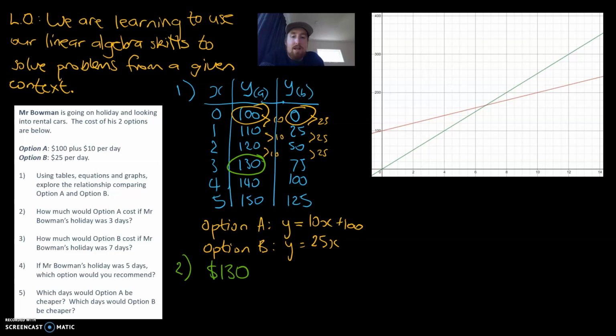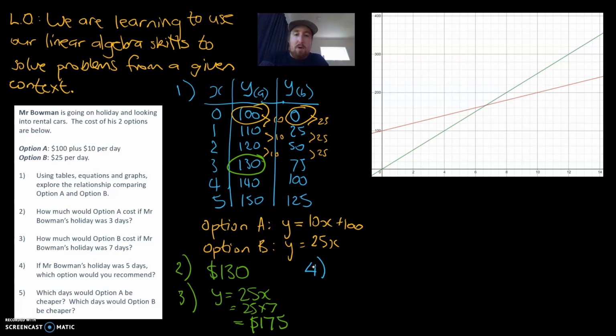Okay, question 3. How much would option B cost if Mr. Behrman was on holiday for 7 days? We can see by our graph that we didn't quite go up to 7 days, and we could probably estimate using our graph, but we wouldn't be precise. To be precise, we would want to use that formula. So y is equal to 25x, x being the number of days, 25 times 7. That means that option would cost me $175 for those 7 days.